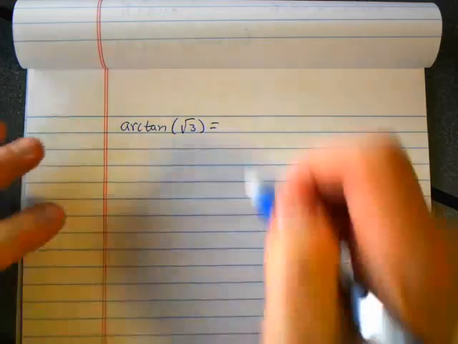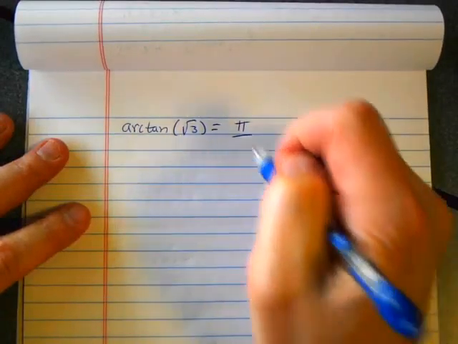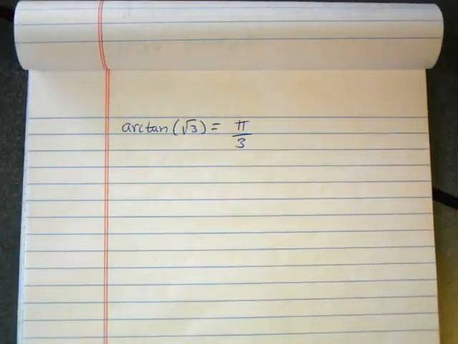I'll give you a hint. It's got a pi over 3. Yeah. Okay. Make sure. Pi over 3.